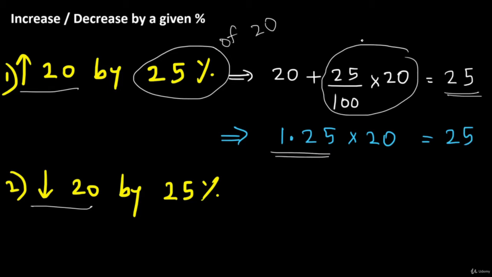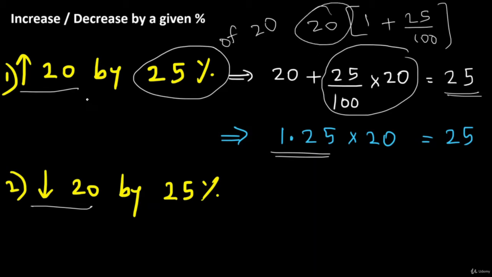Over here in this expression, take out 20, which is common among these two parts. And over here you have 1 and plus 25 by 100. Right? So this part over here could be written as 20 into 1 plus 25 by 100, and 25 by 100 is 0.25. So 1 plus 0.25 gives you 1.25 into 20. That's this 20 over here. So increasing 20 by 25%, you can also do it like this. That's 1.25 into 20, which is equal to 25, right?